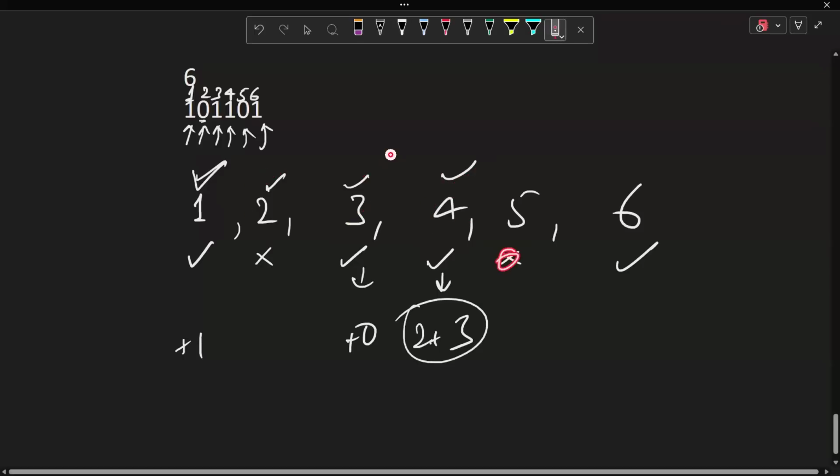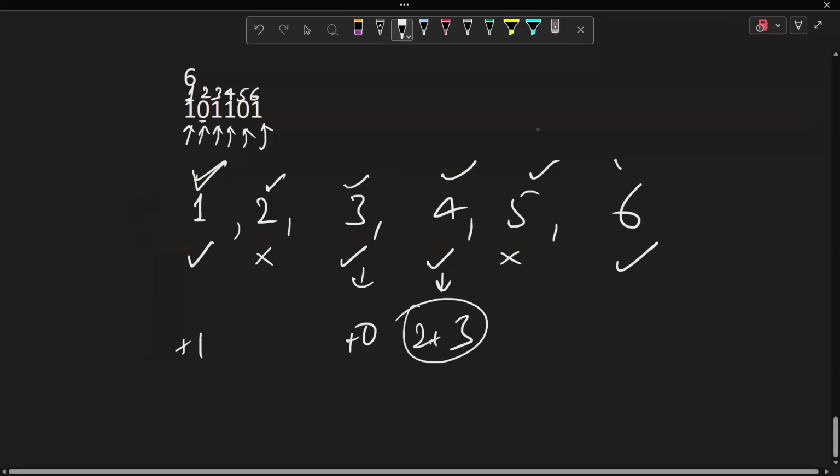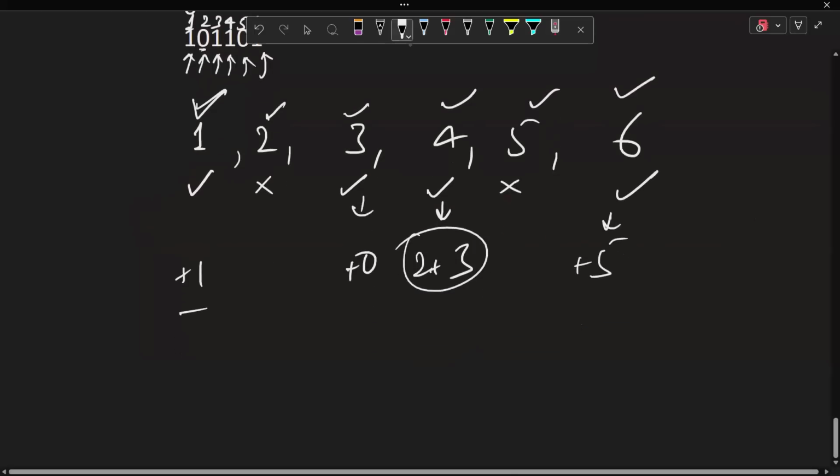Now on day 5, he doesn't visit. On day 6, he would have to buy all the remaining items because he has to buy all the items. So let's say on day 6, he bought items number 5 and 6. That would cost him 5 coins and the 6 would be free. So on this day, it cost him 5 coins. Overall, the number of coins is 1 plus 2 plus 3 plus 5, which is a total of 11 coins.